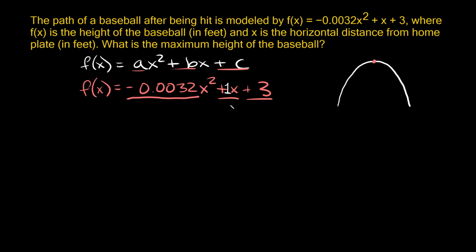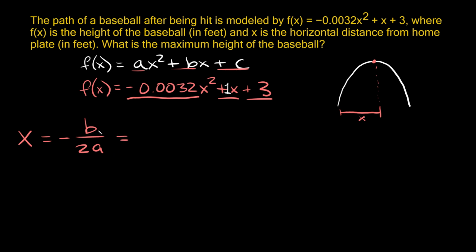Okay, so now that we've identified those three coefficients, the first thing that we have to do is actually find the distance right here. So from where the ball was hit to where this maximum or minimum height occurs, all right? So this distance right here, we're just going to call it x. Now, the way that you find this distance is by using this little formula right here. So we're going to say that x is equal to negative b over 2a, all right?